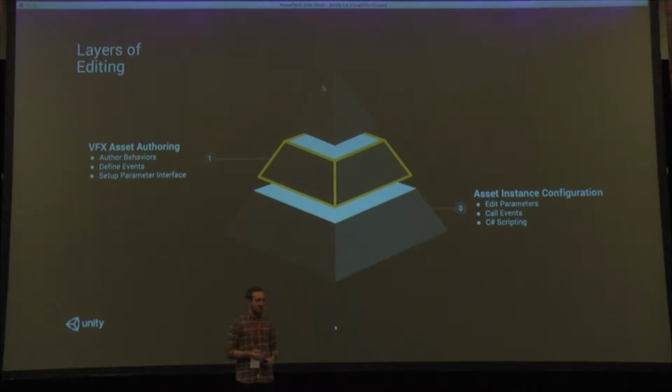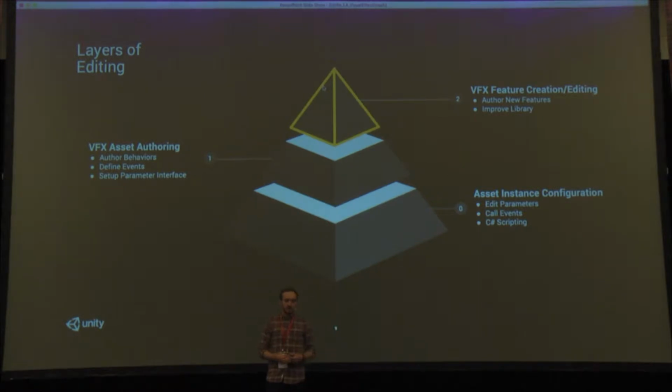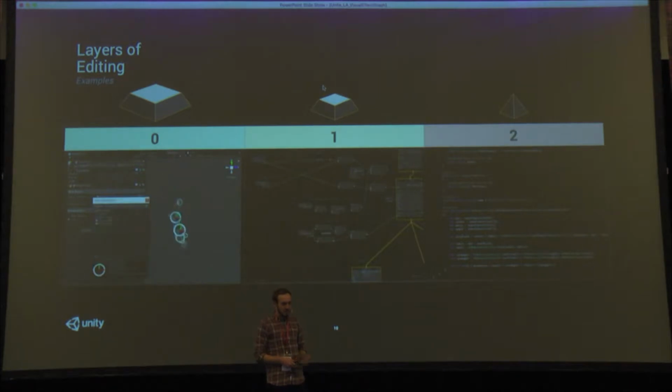So author behaviors, set up interfaces between your existing features, such as timeline or via code. And then there's the more hardcore level, accessing the API and creating your own features and nodes on top of that, improving the library that we already have. So just a bit more of an example of that.